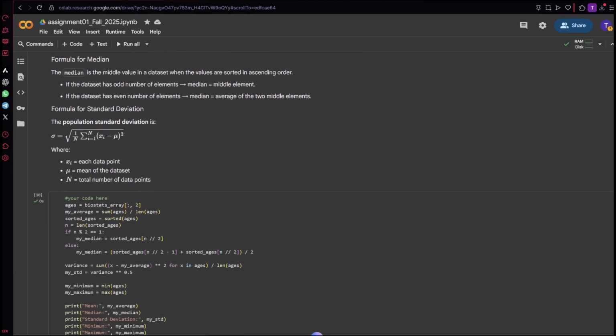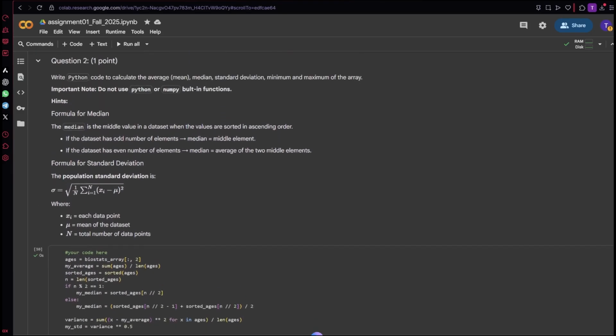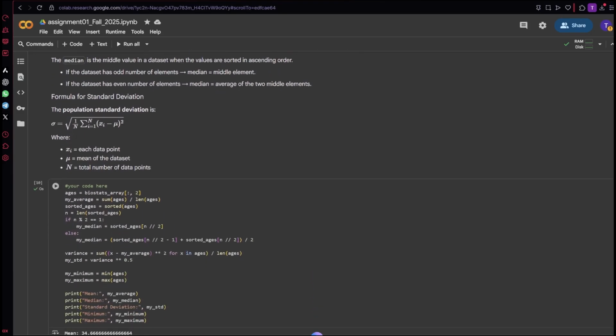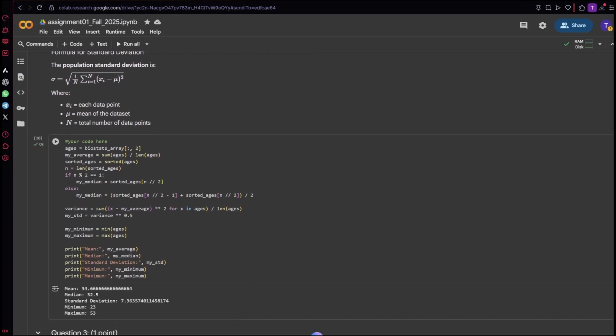So for section 2, manual statistical calculations. For manual mean, I used sum(ages) divided by len(ages). The parameter is the ages array. This shows the mathematical foundation. In ML, we use the mean for normalization and understanding data distribution.